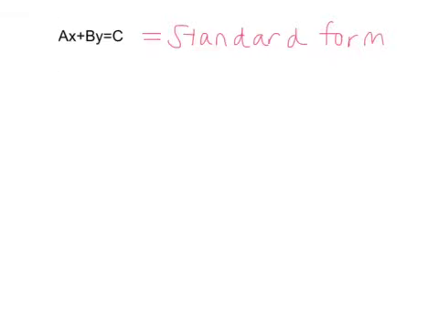If we remember that the standard form of an equation is represented by ax plus by equals c, we can then rewrite this standard form equation into our y-intercept form. So we know we want to get the y all by itself on one side of the equation. So the first thing we can do is subtract ax from both sides of the equation.